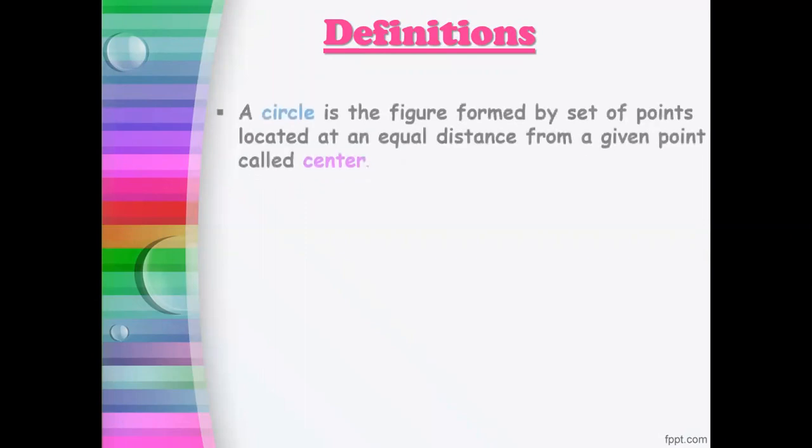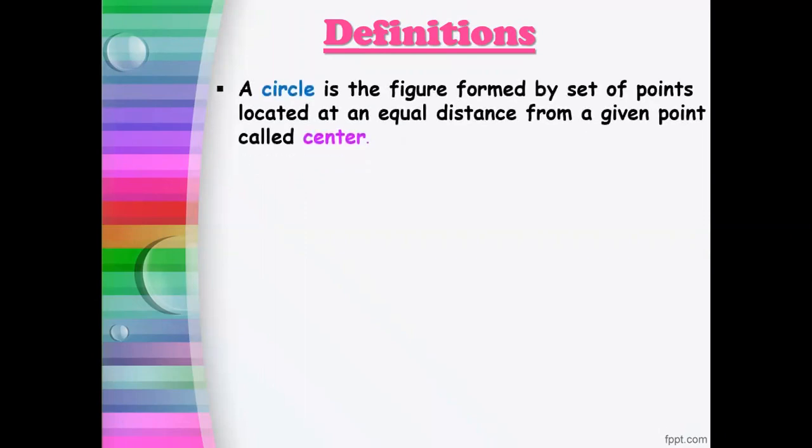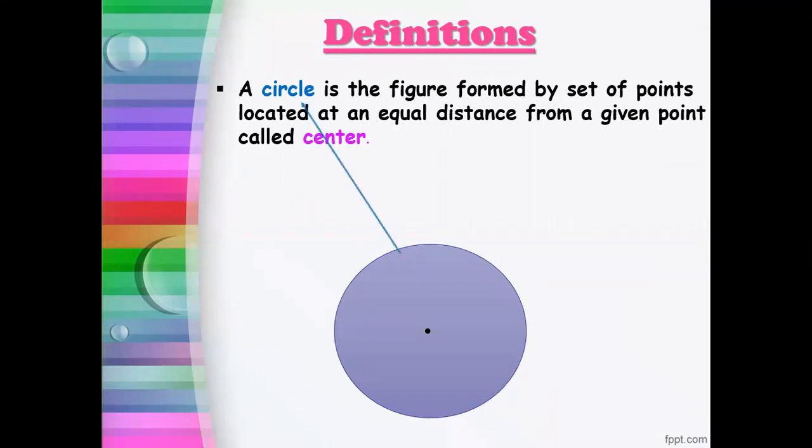Definitions. Let's remember what is the meaning of a circle. A circle is the figure formed by a set of points located at an equal distance from a given point called the center. Let's see the figure. It is the circle, and this point here is the center.